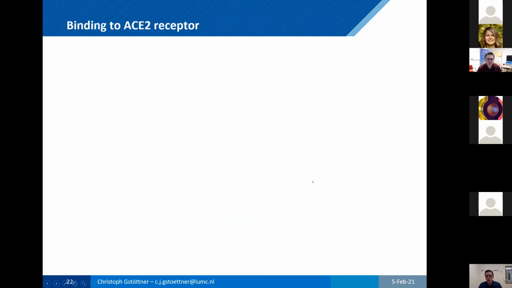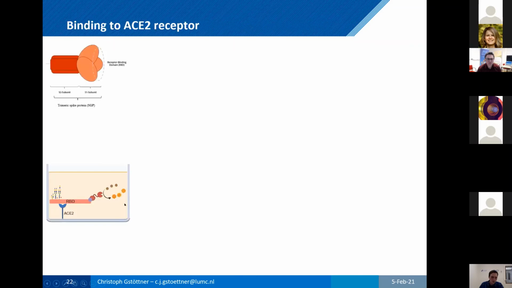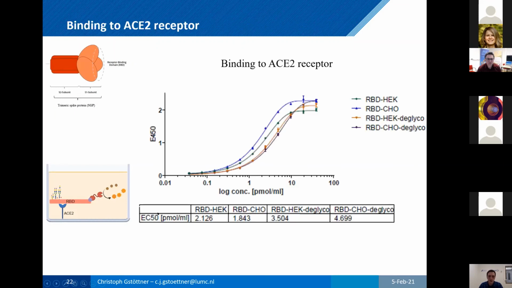And as I told you, the main function of the RBD is to bind to the ACE2 receptor, so obviously we also wanted to test the binding to this ACE2 receptor in vitro. Therefore, in this case, we coated the ELISA plate with the ACE2 receptor and determined the binding of both, the CHO and the HEK cell produced material.